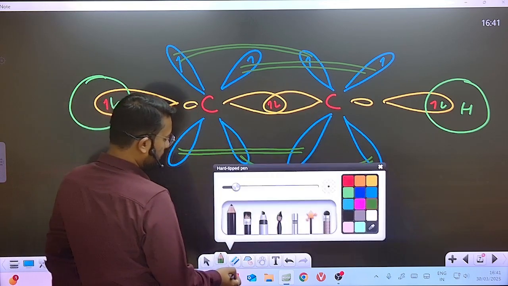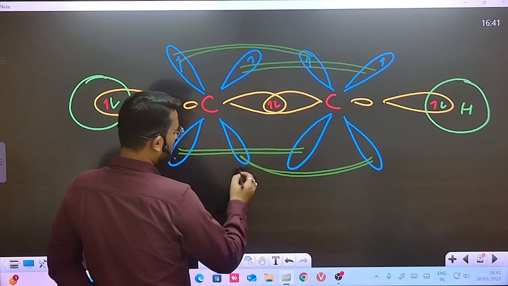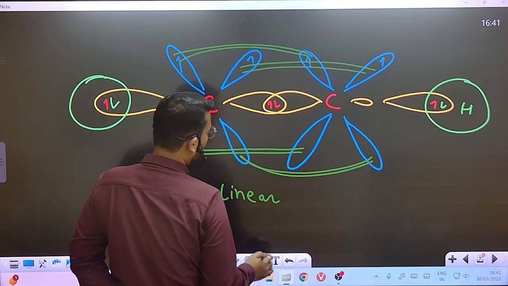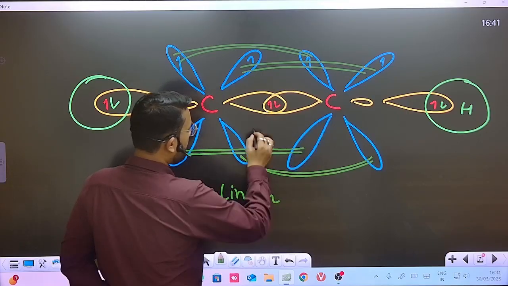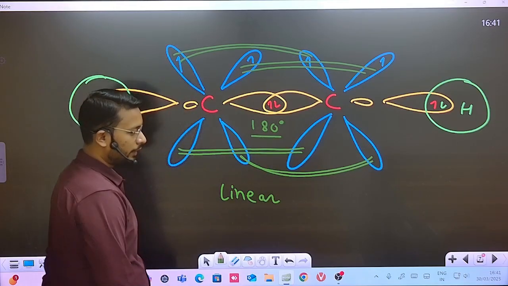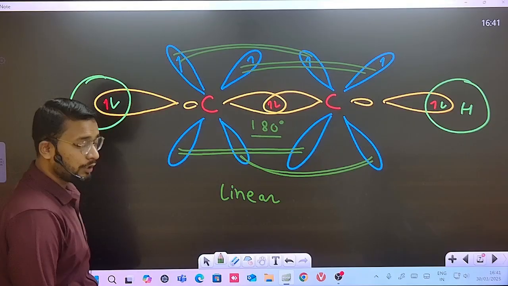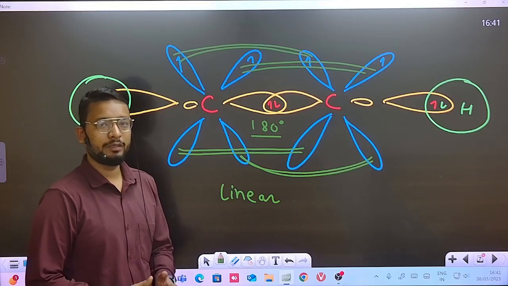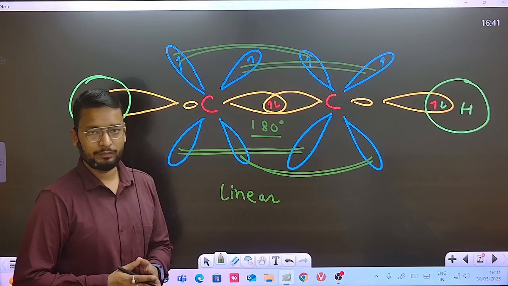What is the name of this structure? This is linear, and the bond angle between these is 180 degrees. This is straight. I hope you have understood the 3 types of hybridization, which are sp3, sp2, and sp. Thank you.